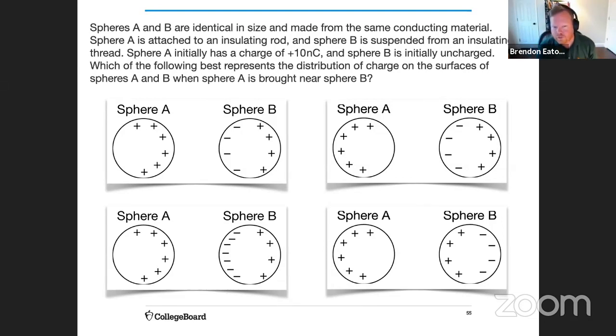And which one of those do you think is going to be best? Well, you're right. It's the right-hand answer choice. My sphere B has my positive charges moved way out to the right-hand side. My negative charges are moved way out to the left-hand side because my negative charges are attracted to sphere A.